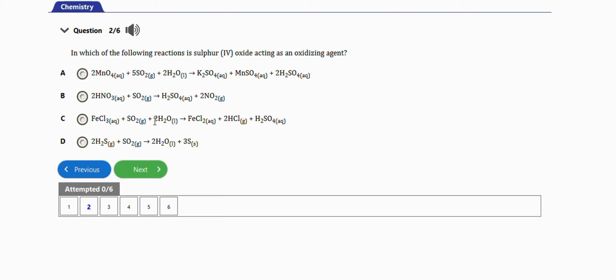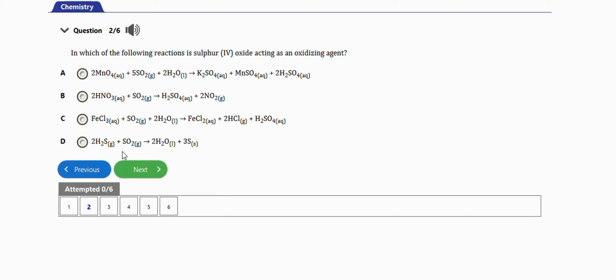In reaction 3, iron(III) chloride is being reduced by sulfur(IV) oxide to iron(II) chloride, so it can't be this. The last option, this hydrogen sulfide gas, is being oxidized by sulfur(IV) oxide into 2 moles of water and 3 moles of sulfur. So the right option is option D. In this reaction, sulfur(IV) oxide is acting as an oxidizing agent.